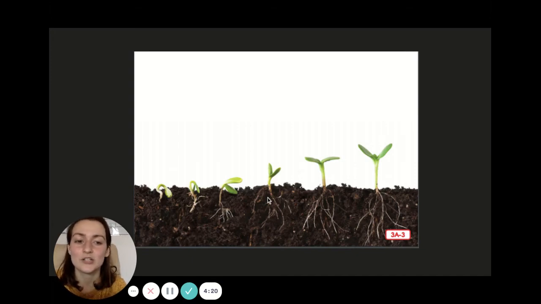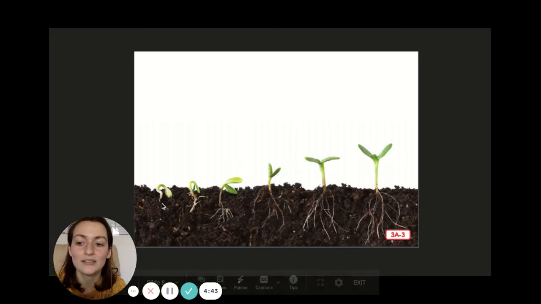The very first picture shows a newly germinated seed that is just beginning to sprout. Germination begins when the seed gets just the right amount of light from the sun, water, and nutrients. This causes the seed to open and the seedling to poke up through the soil. If you look very carefully at this first picture, you can see that the new plant is just starting to grow its first root. Look right there.